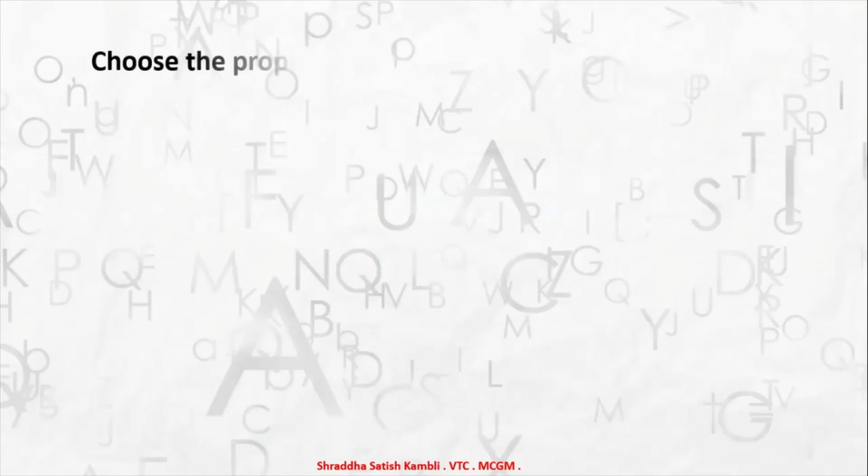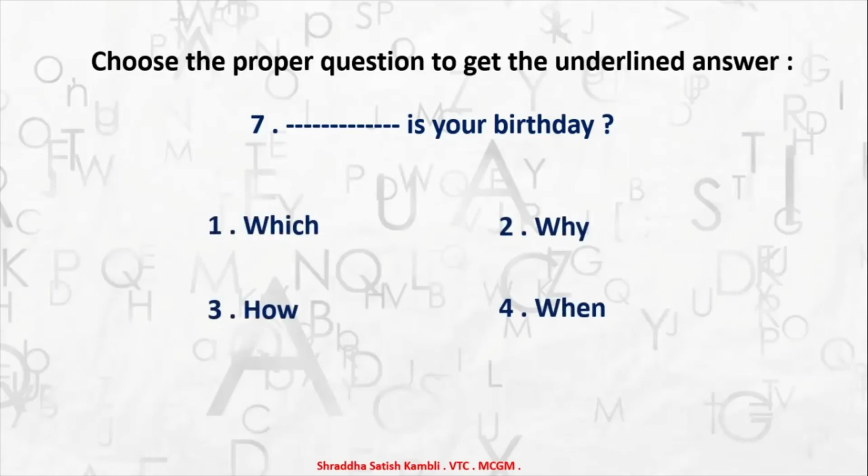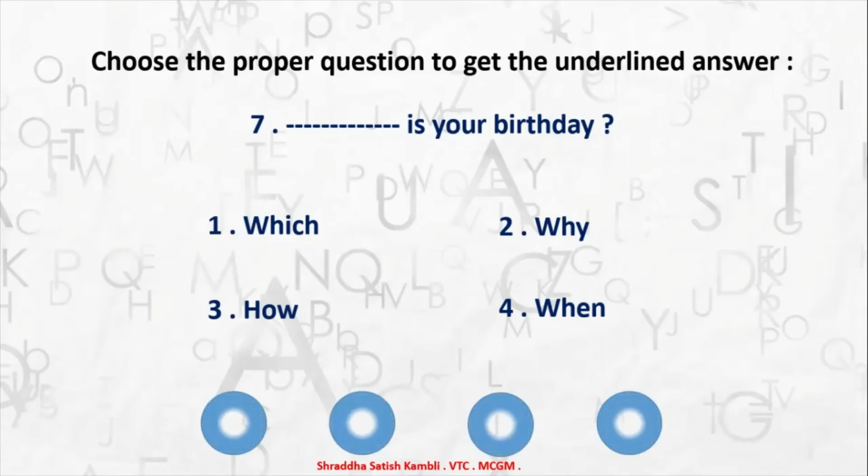Coming to the next one. Choose the proper question to get the underlined answer. Here are the options for you. Dash is your birthday. So what will fit in here? Which is your birthday? Why is your birthday? How is your birthday? Or when is your birthday? Now the birthday is an event. So what will you say? Which, why, how, or when. Obviously, which is the correct answer? It is the fourth option. When is your birthday? You're talking about the time, when.